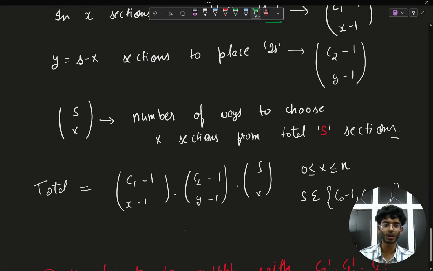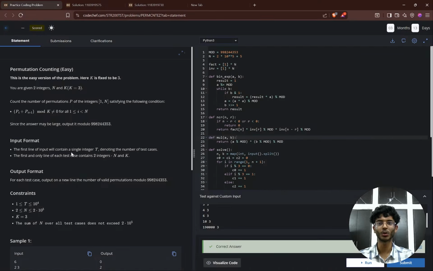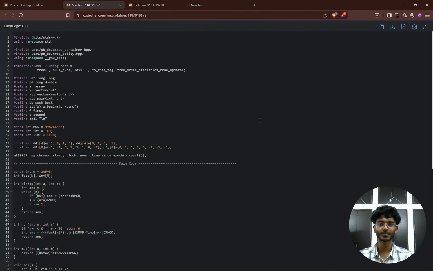In constant time. Now, the last thing I want to mention again is don't forget to multiply this total number of ways with this thing to convert it from this world of 0, 1, 2's to the world of 1, 2. So yeah, this is pretty much the solution. Now let's discuss the solution code in C++ and Python.